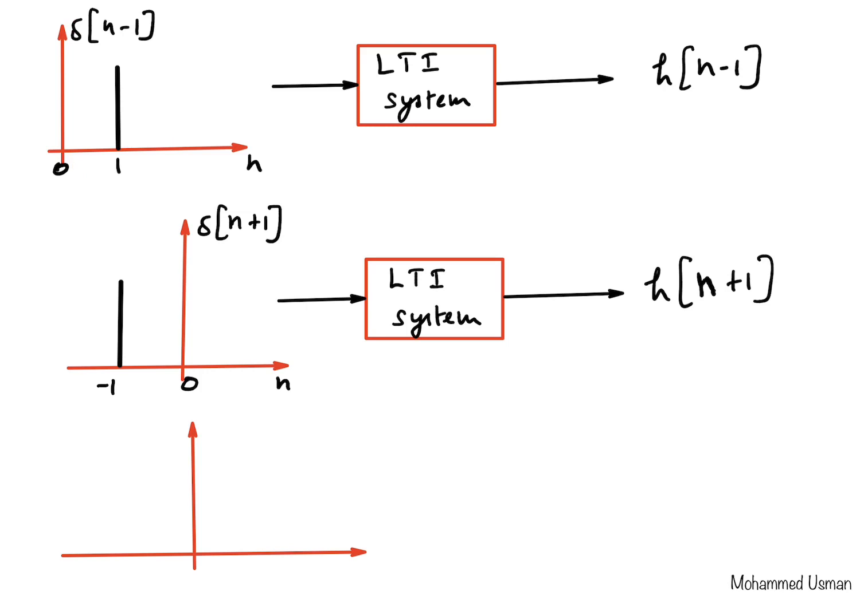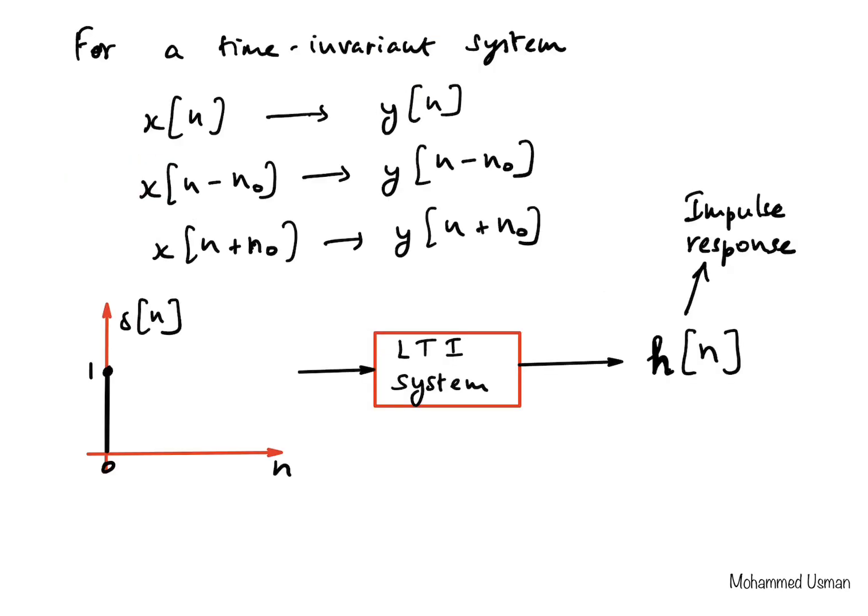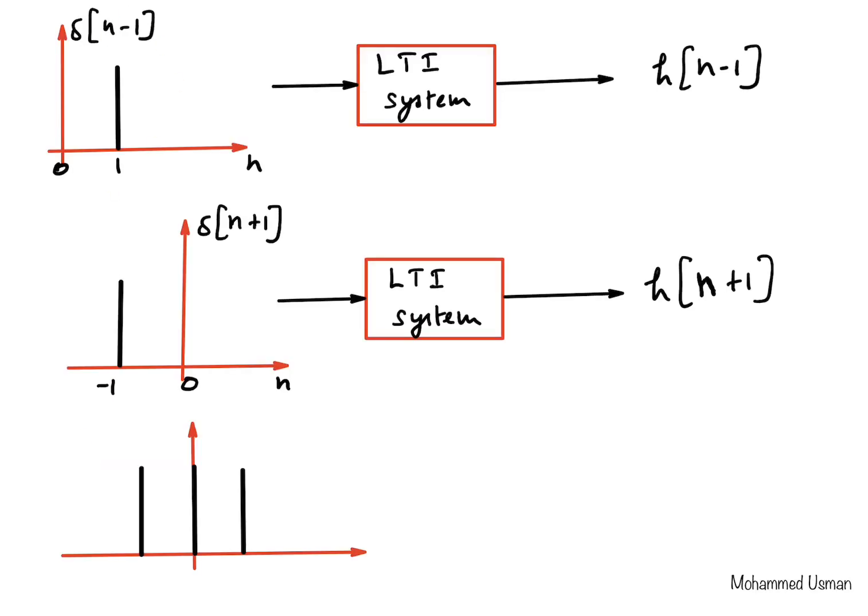So basically we are going to have an input signal which is defined as an impulse at n equal to 0, an impulse at n equal to 1, and an impulse at n equal to minus 1. It is basically a combination of these three signals. I have just combined them. So this is our new input signal, x of n.